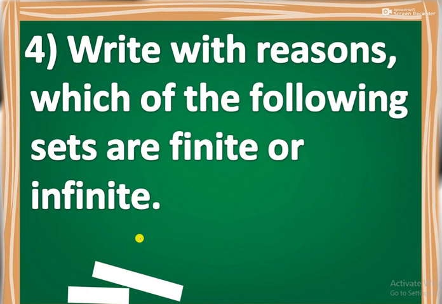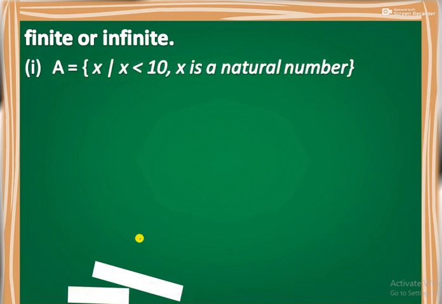Okay, students. So now see question number 4. This question you have to solve in your notebook. Write with the reason which of the following sets are finite or infinite. Let us check the first one. A is a set of all x such that x is less than 10, where x is a natural number. So students, are you able to count these numbers? Natural numbers start from 1 and we have to write till 9 because it's less than 10. So that's why we can say it's a finite set. Write down in your notebook.